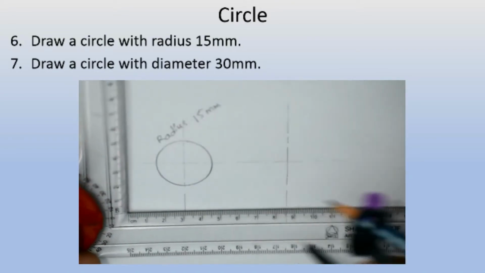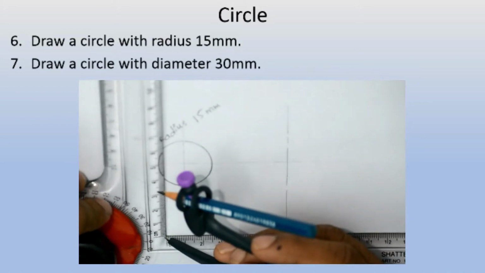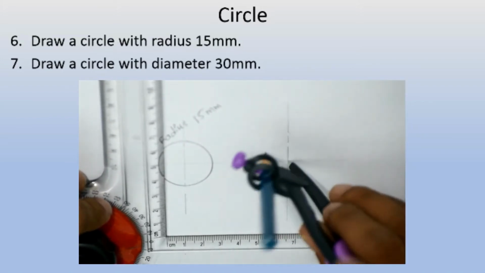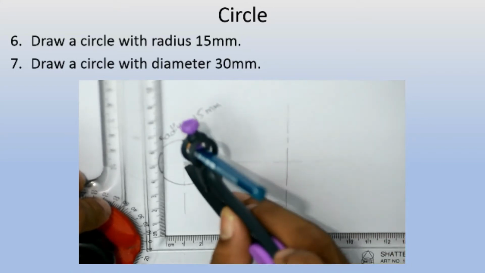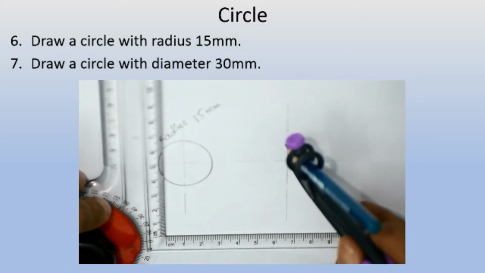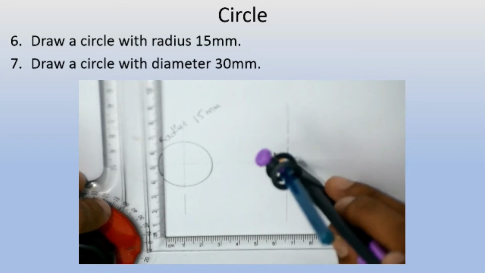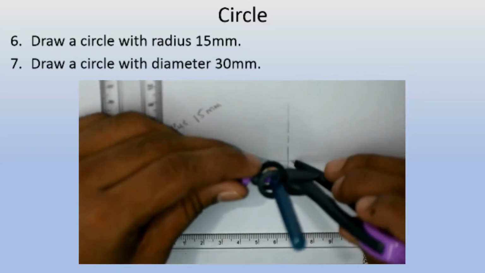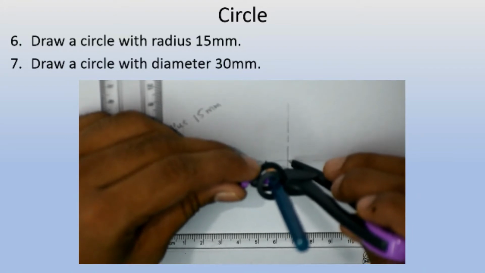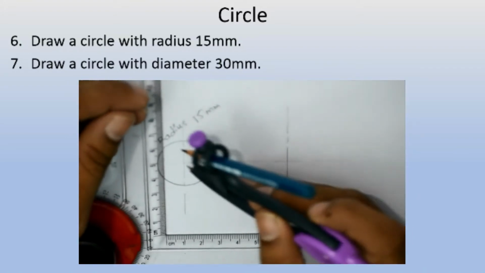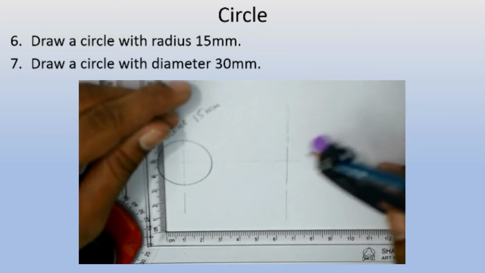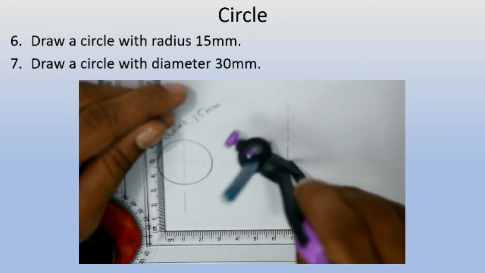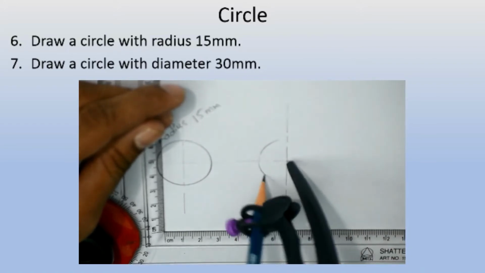So for drawing a circle with diameter 30 mm, I will take again the radius as 15 mm. Yes, I am going to again take the radius as 15 mm, similar to this circle. Again I will draw the circle. So one more circle, but this is diameter 30 mm.